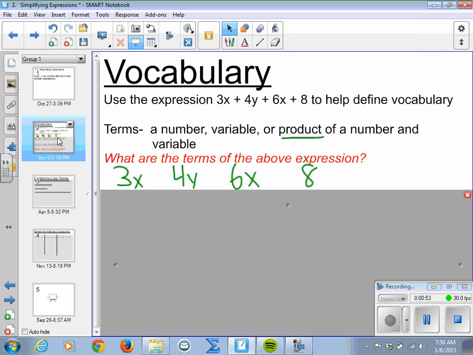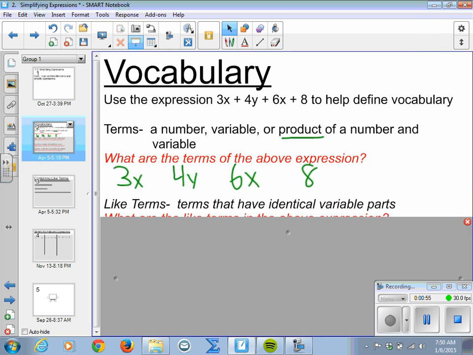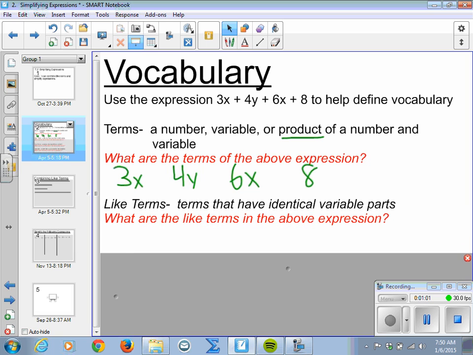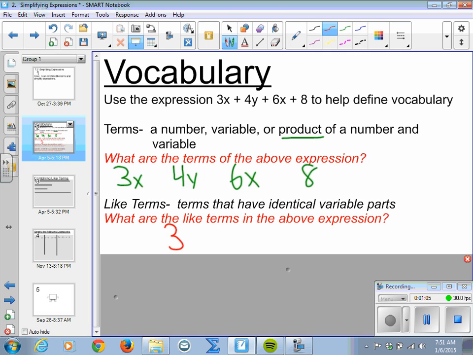Those are all terms. Like terms are terms that have identical variable parts. So the like terms in our above expression are just going to be 3x and 6x. They're like because each one has an x in them.